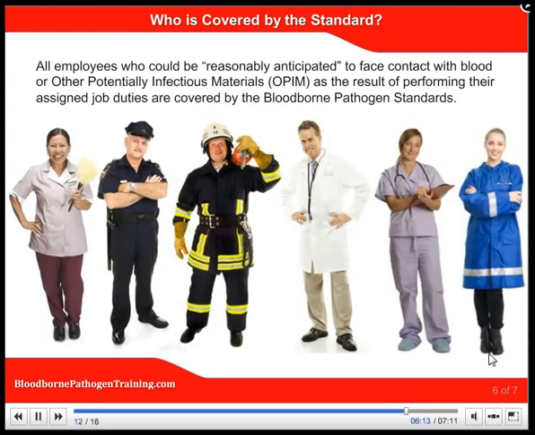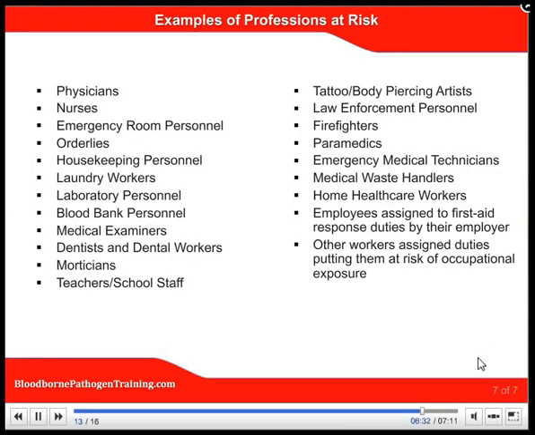Who is covered by the standard? All employees who could be reasonably anticipated to face contact with blood or other potentially infectious materials as the result of performing their assigned job duties are covered by the bloodborne pathogen standards. This list shows examples of some of the professions at risk of occupational exposure to bloodborne pathogens.